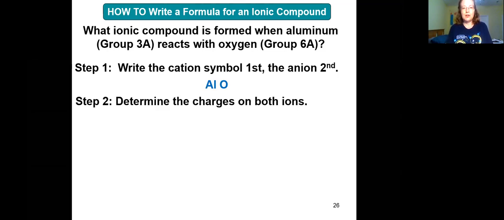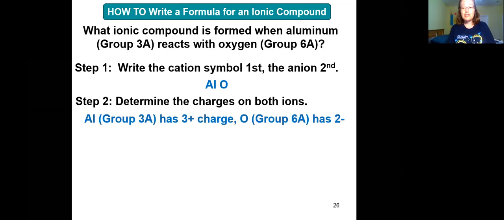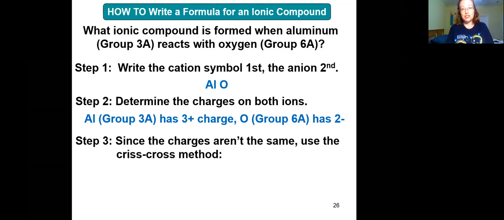Now we need to determine the charges on both ions. Aluminum's in group 3A, so his charge will be positive 3. Oxygen's in group 6A. 6 and 8, difference is 2. So oxygen has a negative 2 charge. They're not the same, are they? Plus 3 for aluminum, minus 2 for oxygen. It won't be just 1 to 1. We need to crisscross. Since the charges aren't the same, use the crisscross method.